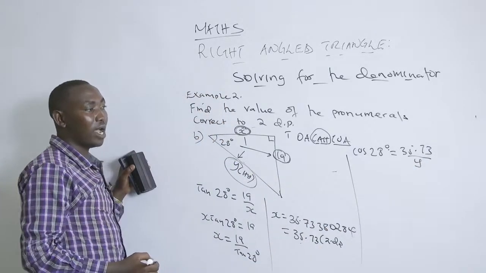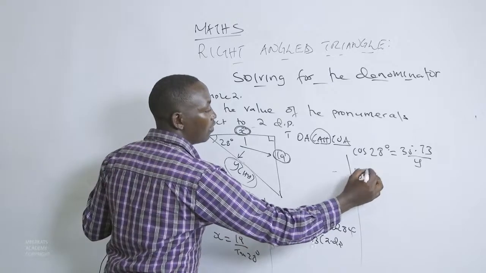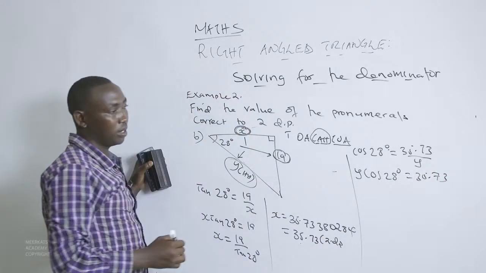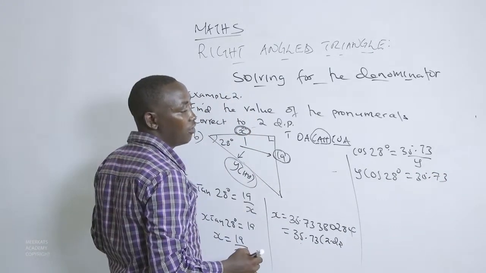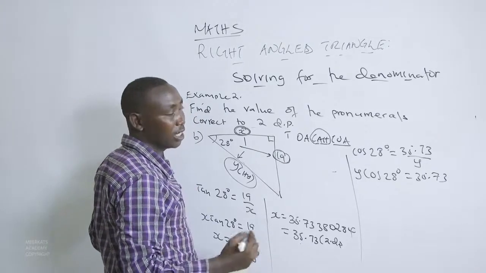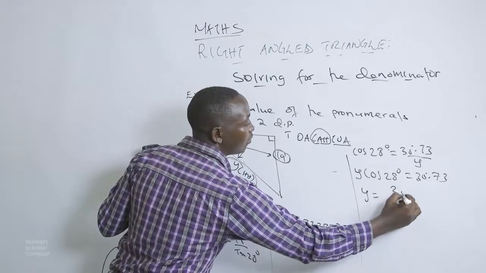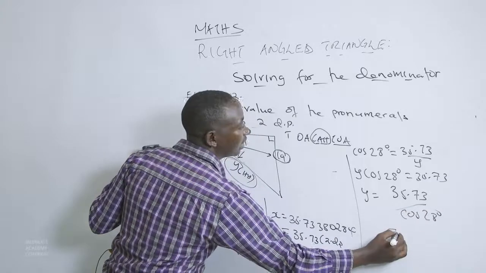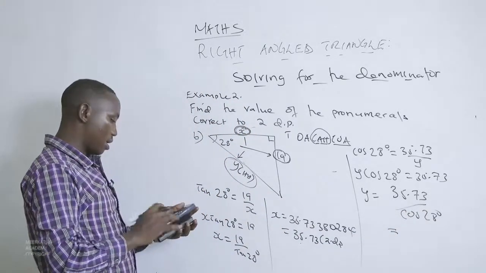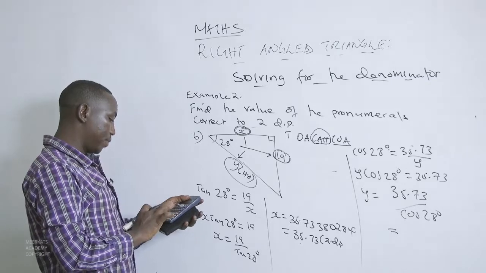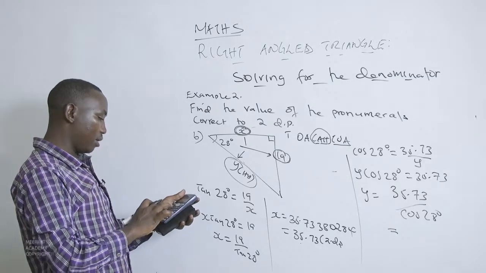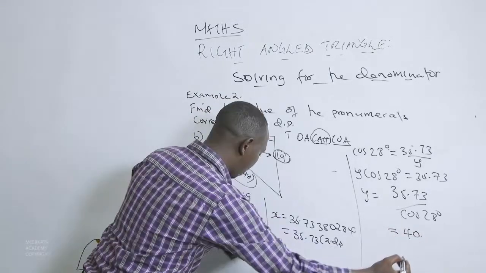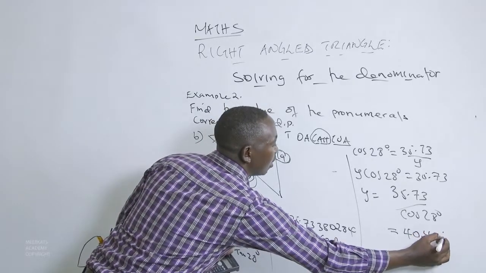Now for us to get the value of y, we multiply both sides by y, which gives y cos 28 degrees equals 35.73. Therefore, to get the value of y, we divide both sides by cos of 28 degrees. So y is equal to 35.73 divided by cos of 28 degrees, which will be equal to 40.47 units.